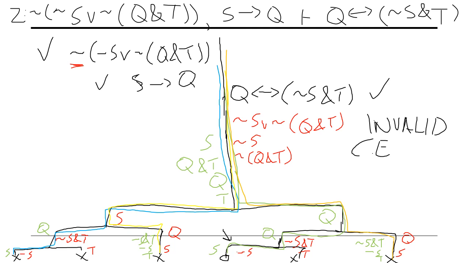Now list a counterexample. Our counterexample needs S, Q, and T. And in this one, we've got an S on the left-hand side, so that makes it true. We've got a Q on the left-hand side. That means Q is true. And then we've got a T on the left-hand side, which makes that true. So that is the second problem.